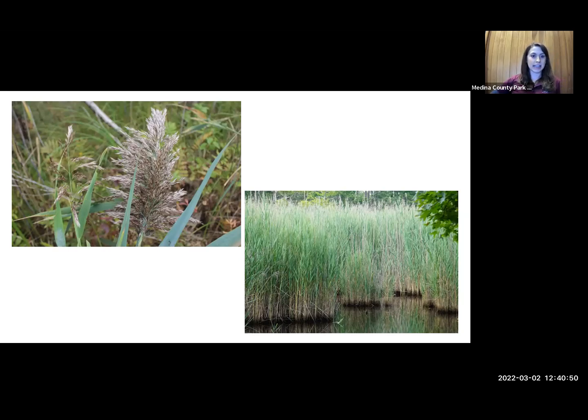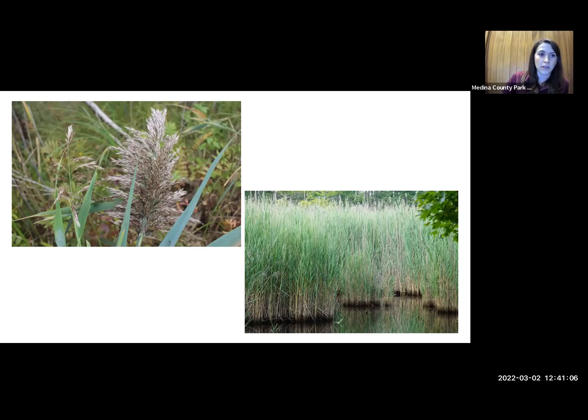Phragmites. This is a massive plant. Again, another one that you can see driving around pretty much anywhere, driving on the highway. They grow in ditches, anything that has sort of wet soil, they can pop up.